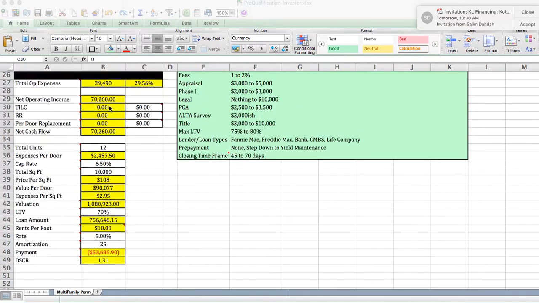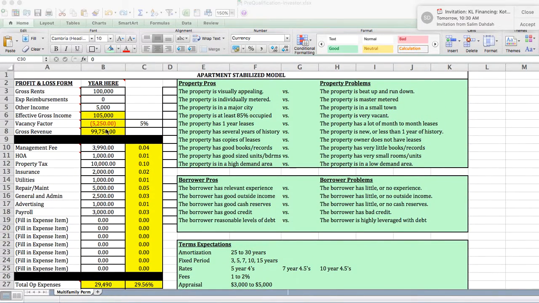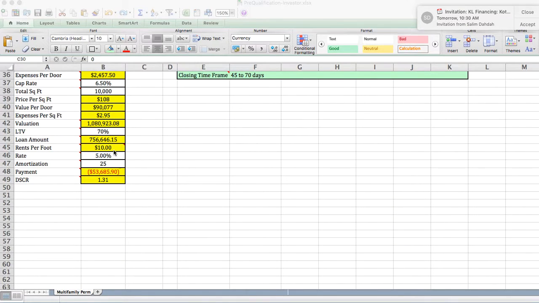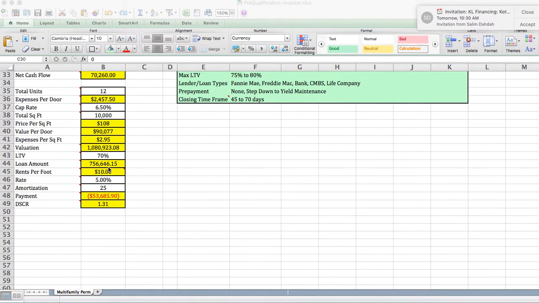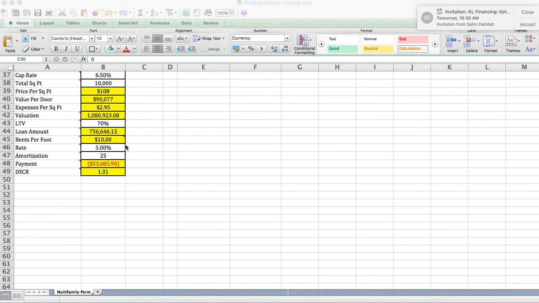Rents per foot will take the total revenue, gross rents, divided by the square footage right here to give you what you're getting on average for that location. You can put an interest rate in here. We just use 5%, could be a little lower. 25-year amortization, a lot of times it could be 30. And this will automatically calculate your annual payment of principal and interest.